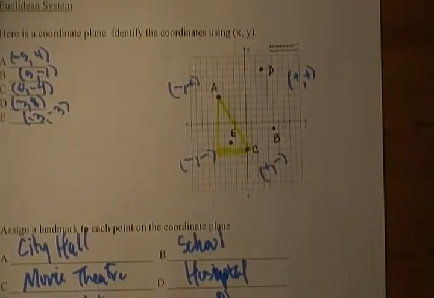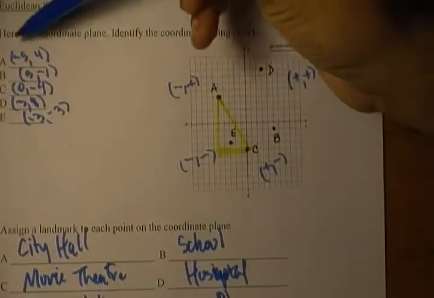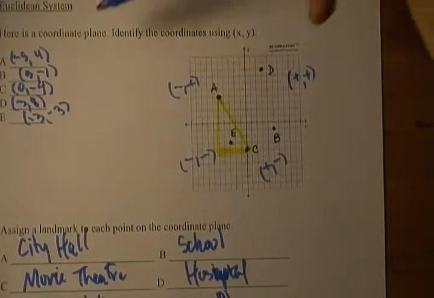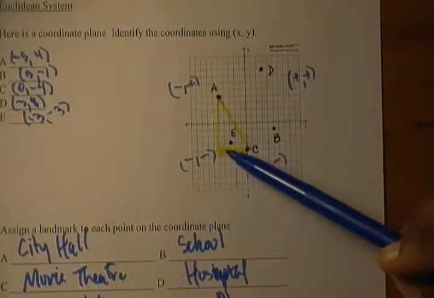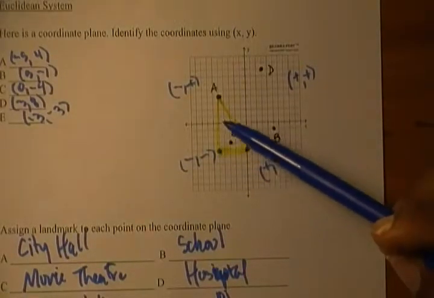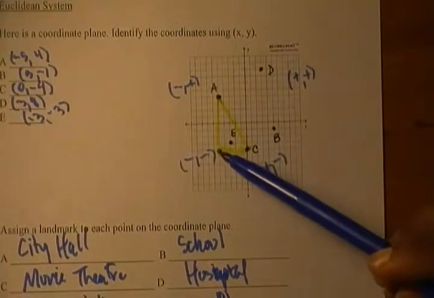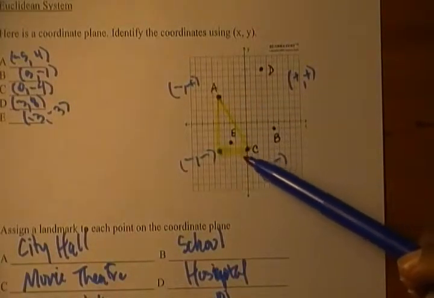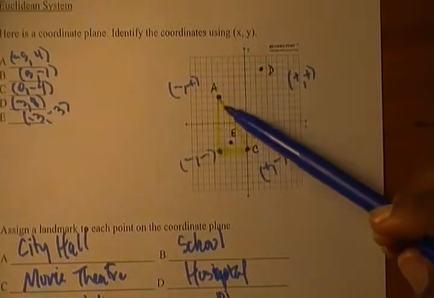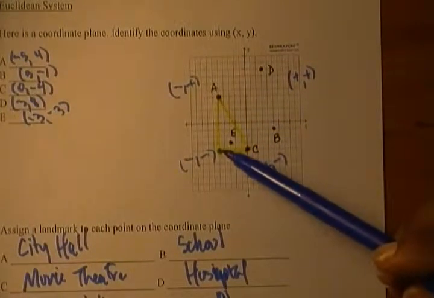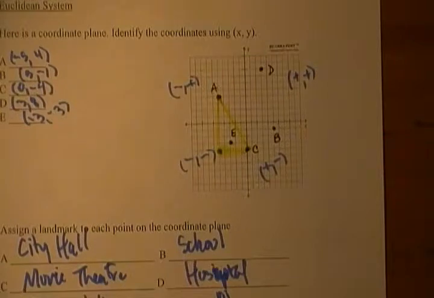The instructions then say to write down the coordinates of this triangle that we just made. Well, we already know the coordinates of A and C. A is -5, 4. C is 0, -4. But now we need to figure out this point right here. Well, if you notice, this point right here has the same x value as A and has the same y value as C. So the new coordinate is going to have to be -5 and then -4.